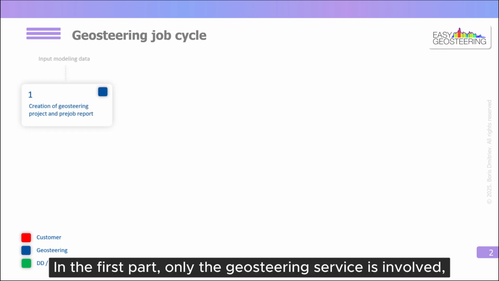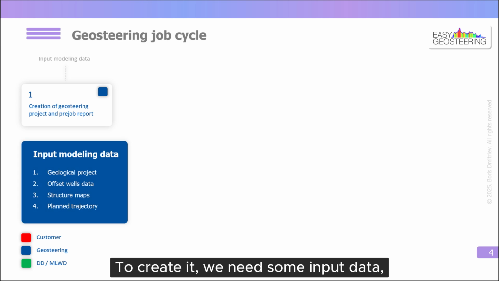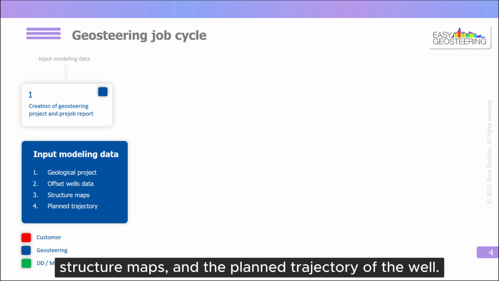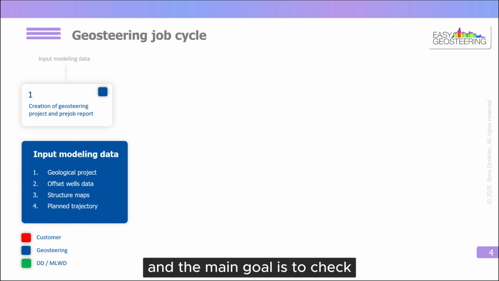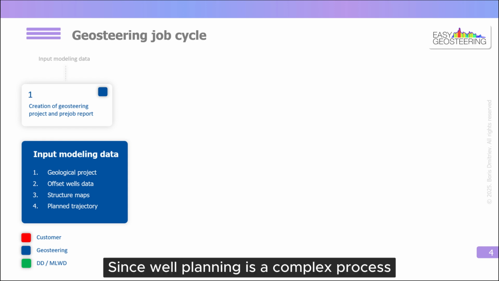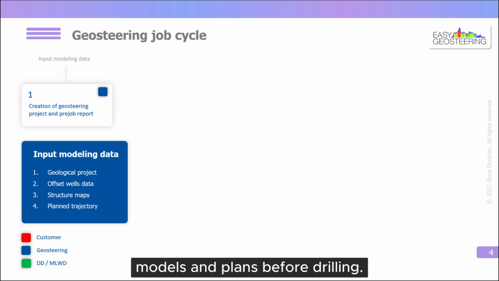In the first part, only the geosteering service is involved, and it begins with creating a geosteering model in the software. To create it, we need some input data, such as the geological project, offset well data, structure maps, and the planned trajectory of the well. This process is called forward modeling, and the main goal is to check whether the planned trajectory is correct or not for the geological model and structure maps. Since well planning is a complex process involving many specialists, it's critical for all parties to ensure that they have the same and up-to-date models and plans before drilling.